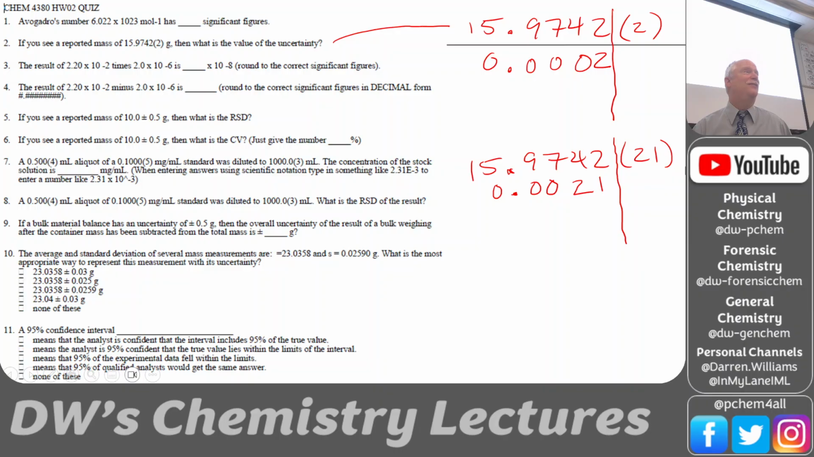And that's super critical because if you're going to propagate the uncertainties and you start with something wrong, you start at the wrong place, you're going to end up at the wrong place.